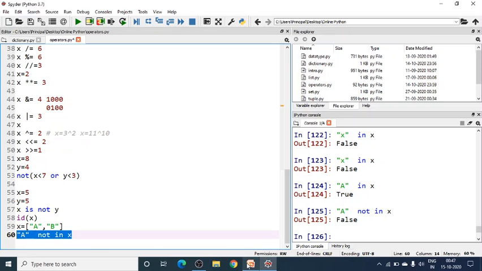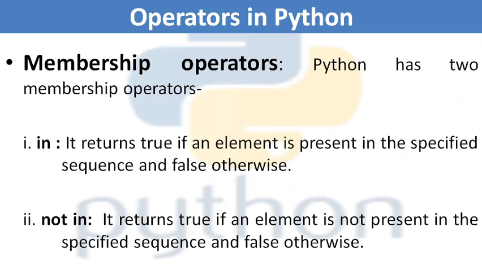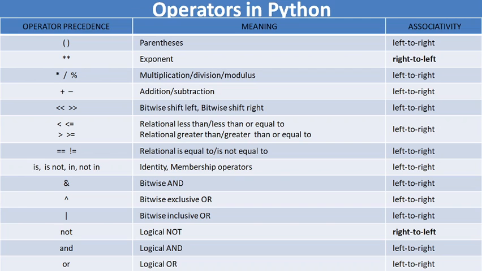Now get back to our presentation again. We have seen almost all these operators. Now we need to see the precedence of the operators. So what is precedence? If you have a mathematical expression with a number of operators involved, then which operator will be evaluated first? These operators have a precedence.